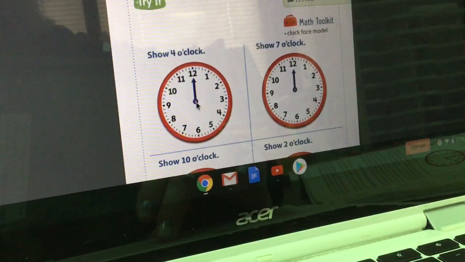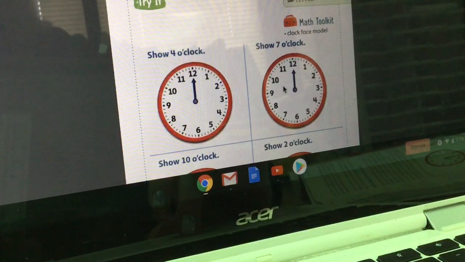Now, this hour hand should be a little bit shorter than our minute hand. Notice our minute hand almost touches our number that it's pointing to. Our hour hand should end maybe right about there. We should be able to see a difference in the length of the two hands.